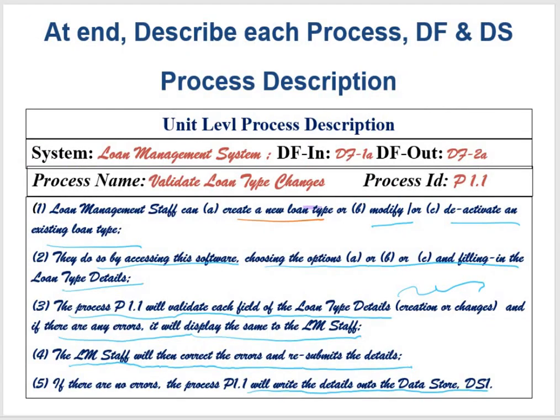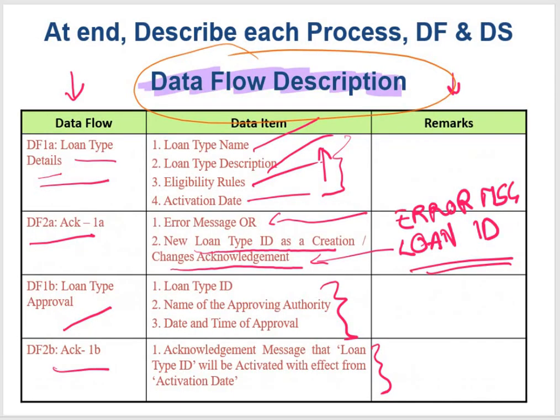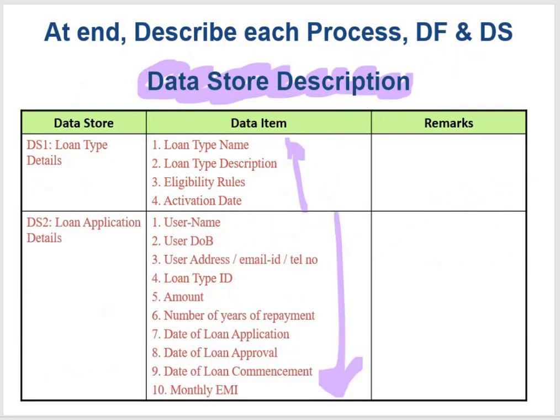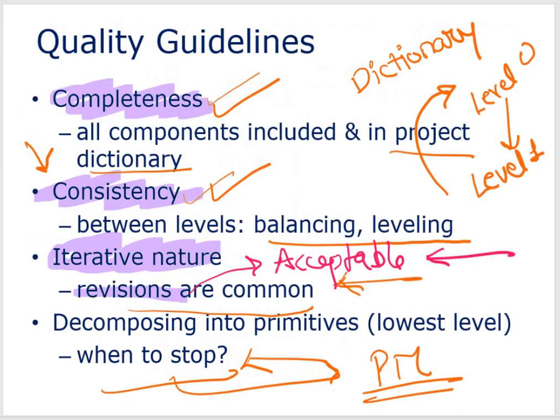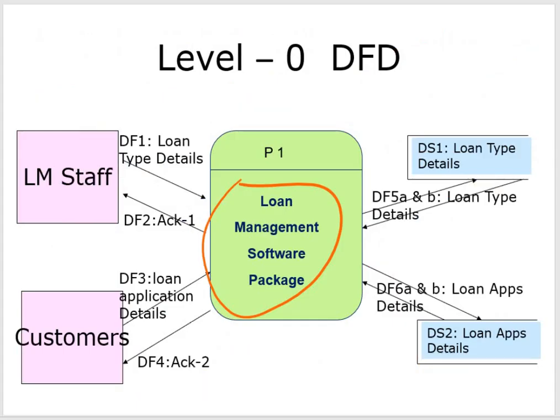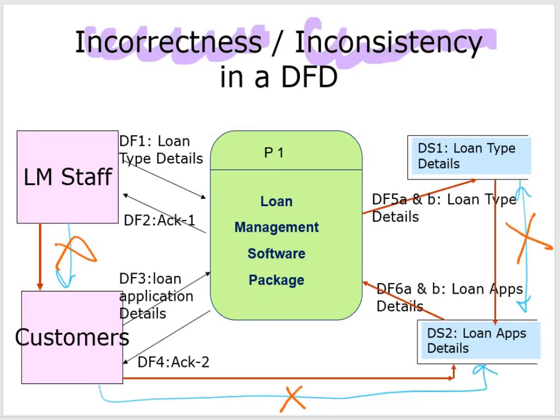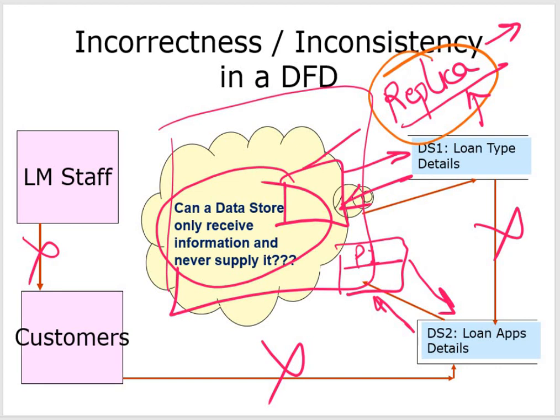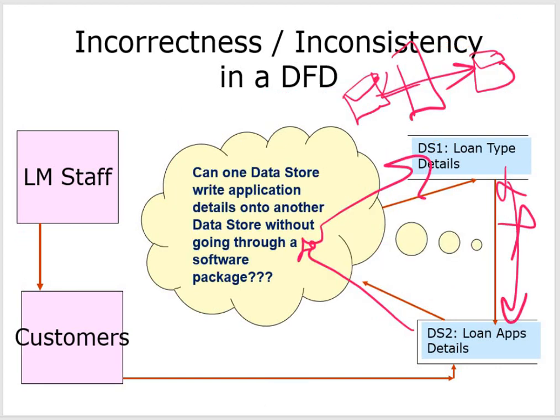And afterwards we saw the process description, then we talked about your data flow description, we looked into your data store description, then we looked into several quality attributes or the quality guidelines of these data flow diagrams, where we said that okay, these things like incorrectness or inconsistencies should not be there. That means no direct interaction between your databases or between your two entities or entity and database. These things should not be there. And then we looked into the possibilities and the errors and the scope of improvements.